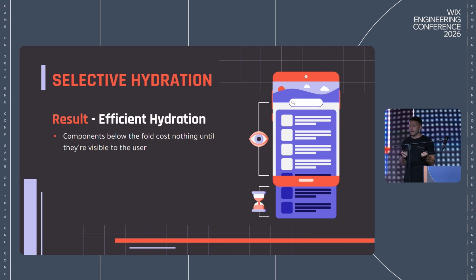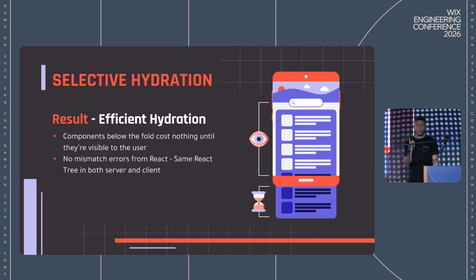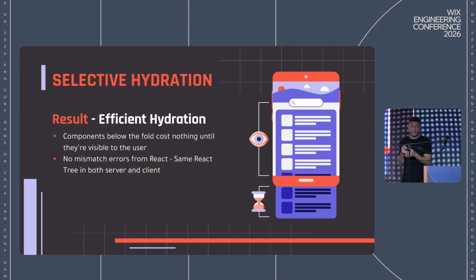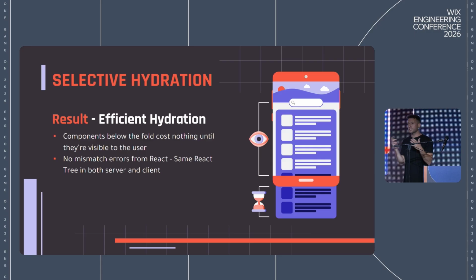We get the instant paint of SSR, but only hydrate what's actually needed. And React will not throw a hydration error because now we return the same Suspense boundary both on the server and on the client, and control when they are rendered in each environment.